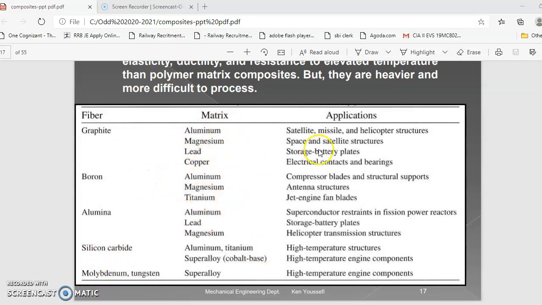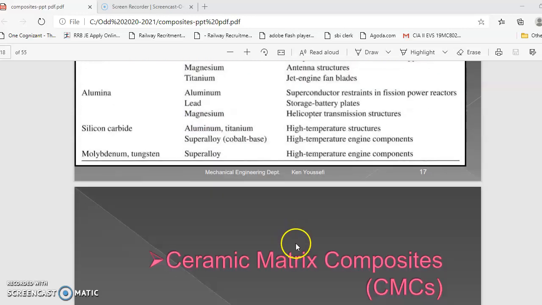the matrix. And these are all used for high engineered applications like satellite, missile, space and satellite structures, electrical contacts and bearings. Okay, so high temperature structure, because they are made of metals, they can withstand very high temperature and they are used for high temperature applications.